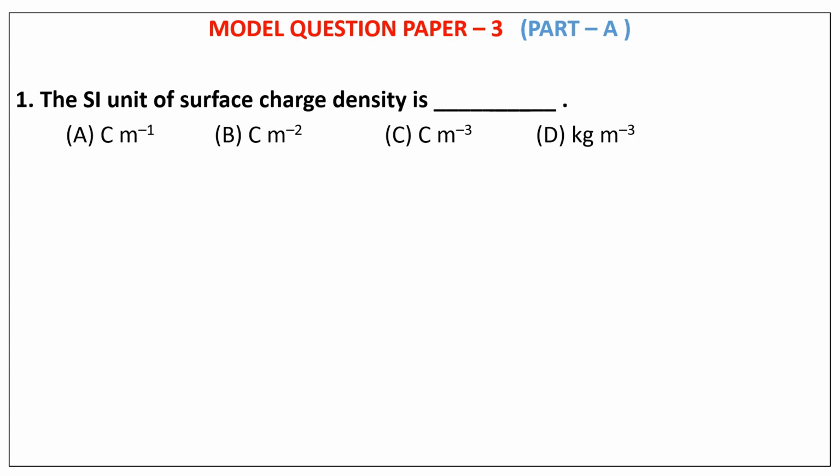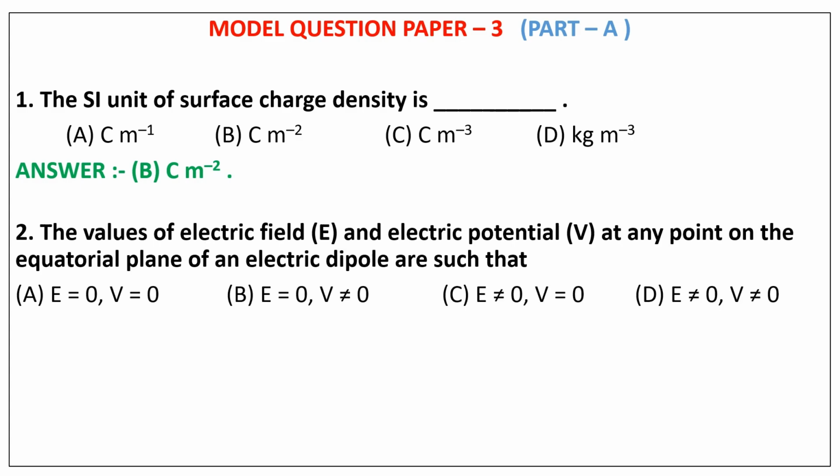1. The SI unit of surface charge density is A. Coulomb per meter, B. Coulomb per meter square, C. Coulomb per meter cube, D. kg per meter cube. Answer B. Coulomb per meter square.